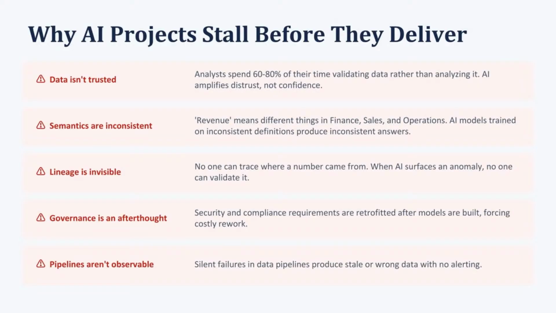So why do AI projects stall before they deliver? Because data isn't trusted, because analysts spend 60 to 80% of their time validating the data rather than analyzing it. And then AI amplifies that distrust, not confidence. Semantics are inconsistent, so the idea of revenue means different things in finance, sales, and operations. AI models trained on inconsistent definitions produce inconsistent answers.